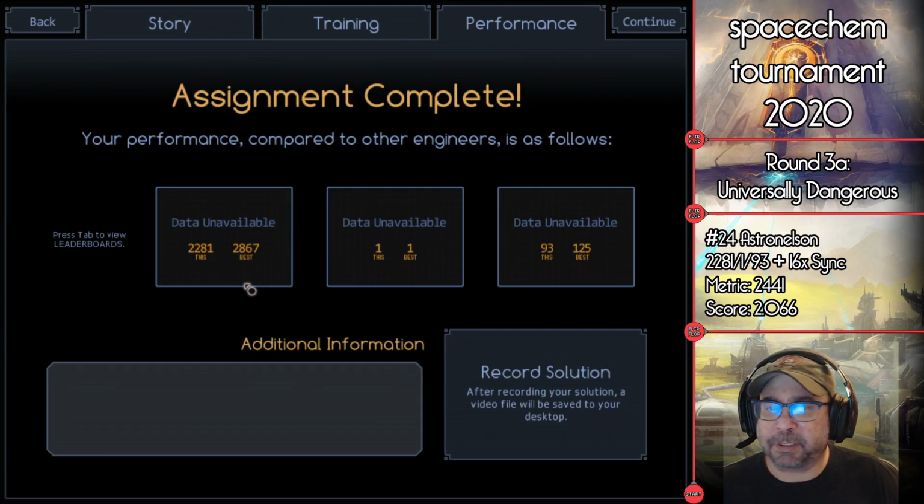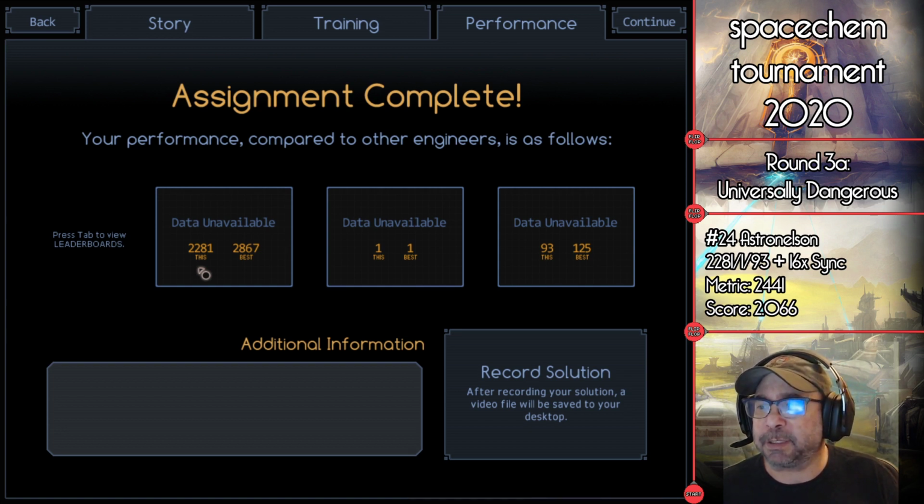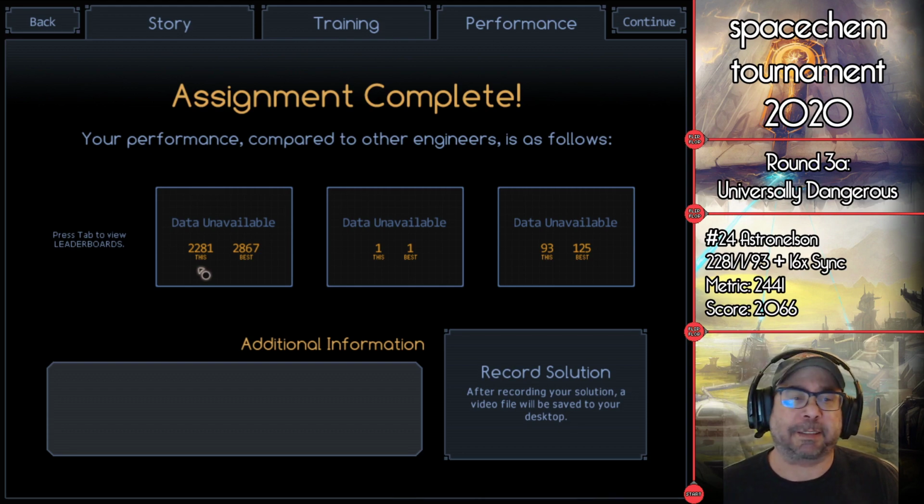This makes Astronelson's solution run at 2281 cycles, but he had a whopping 16 sync instructions. That gave him a metric of 2441. Compared to darkid's 2917, this gives Astronelson a score of 2.066.